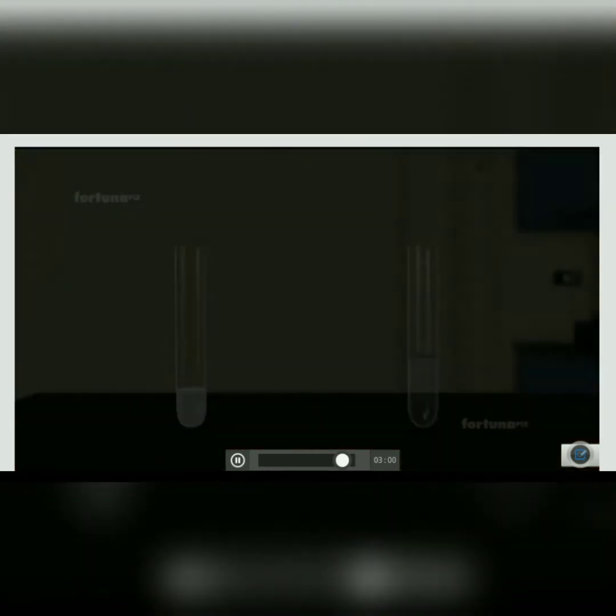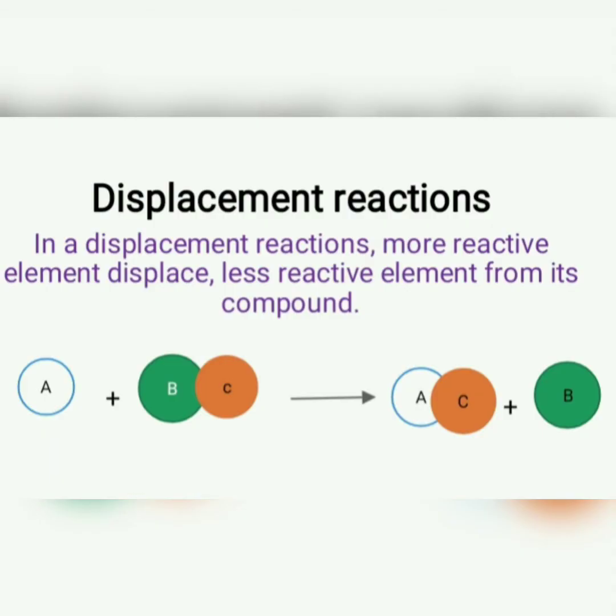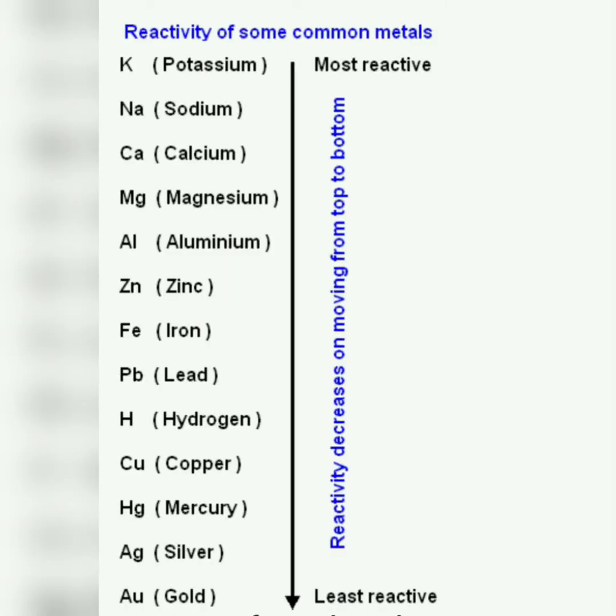The third type of chemical reactions are displacement reactions, in which a more reactive element displaces a less reactive element from its compound. First, take a look at the reactivity series of some known elements, in which potassium is the most reactive element and gold is the least reactive element, and more reactive elements can displace less reactive elements according to the reactivity series.